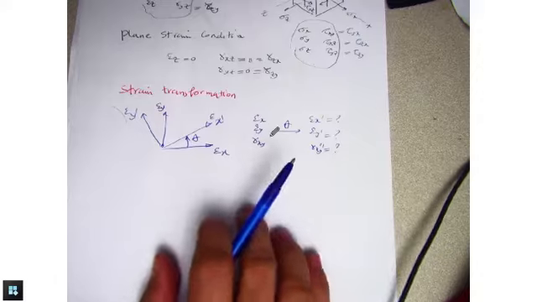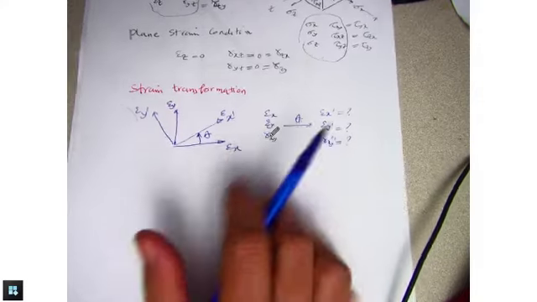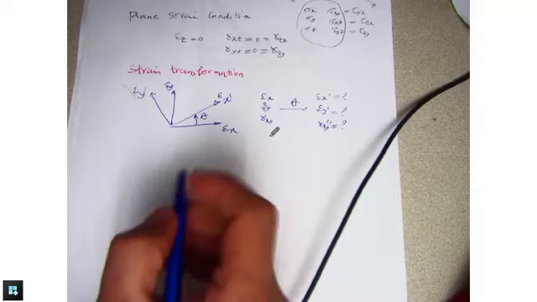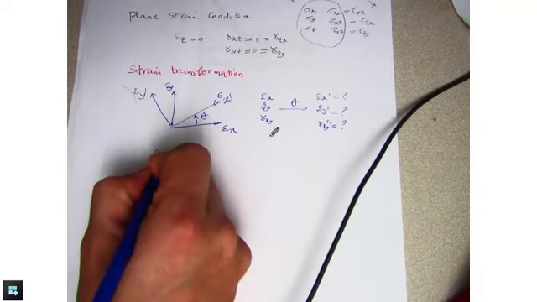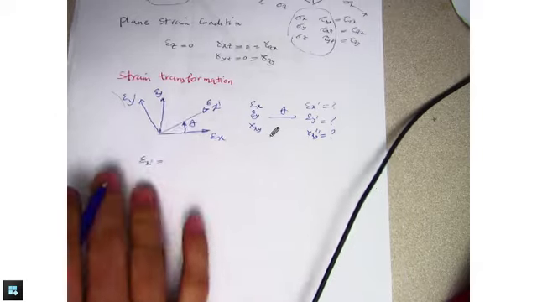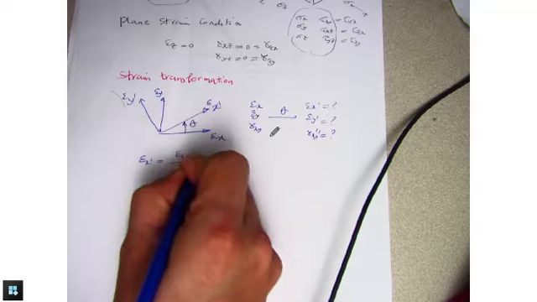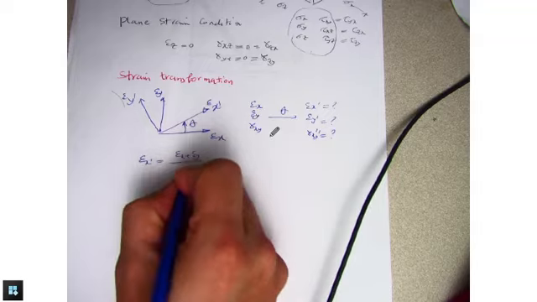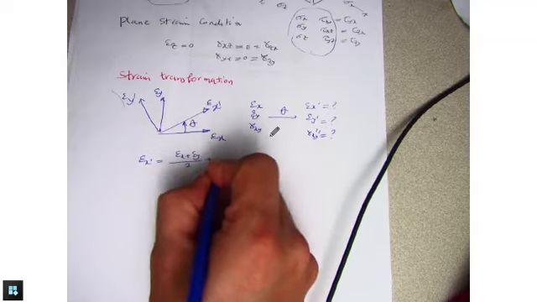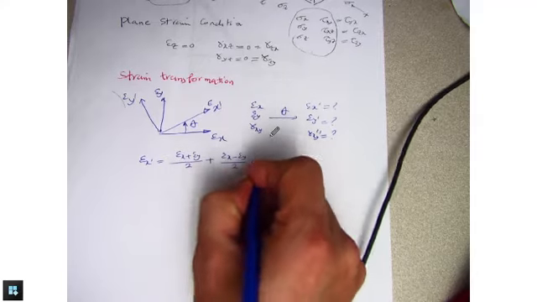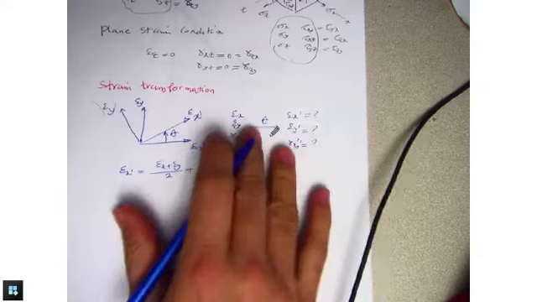All right, so the transformation equation for strain is going to be like this. So the normal strain in the x prime direction is going to be equal to this. Very similar to what we had for stresses, with one small difference.